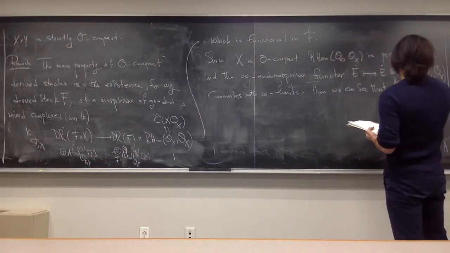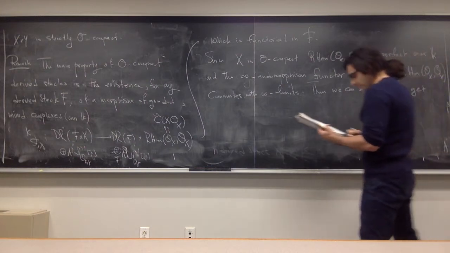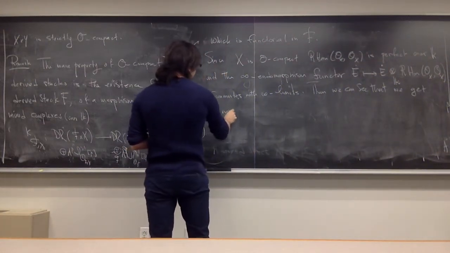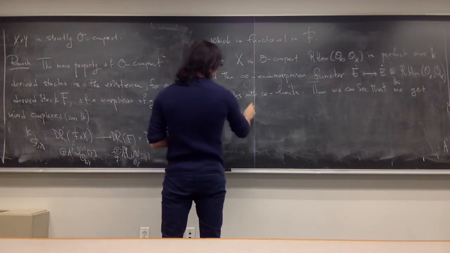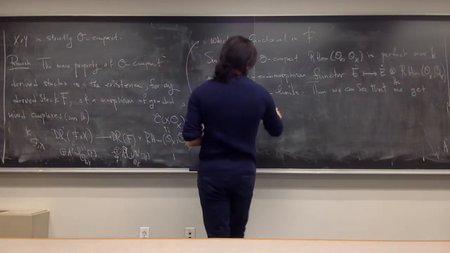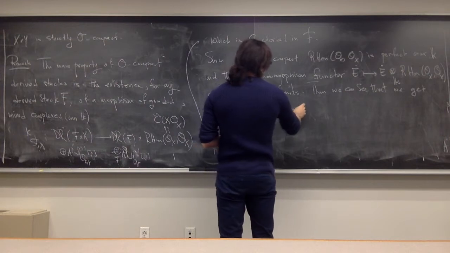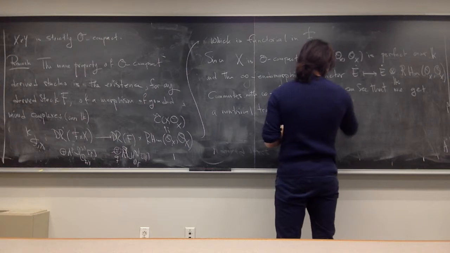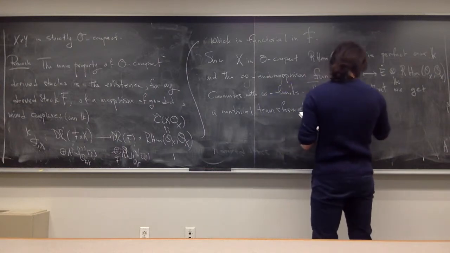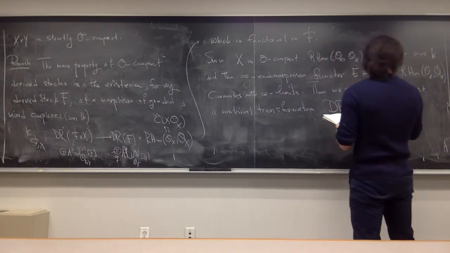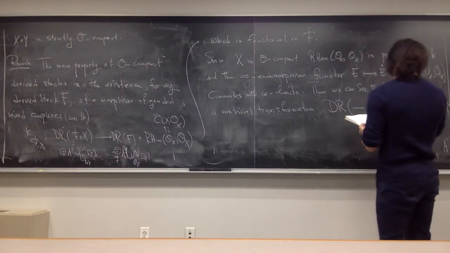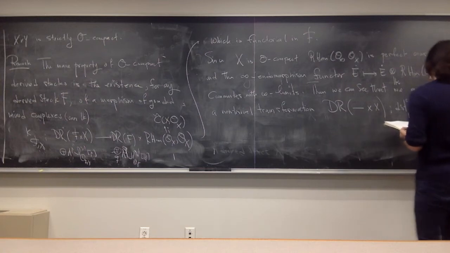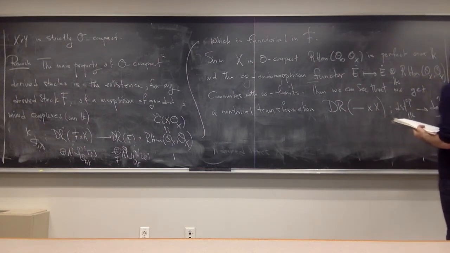We get a non-trivial transformation from the de Rham complex of something times X, which is a transformation from the opposite category of derived stacks over this field to the graded modules over the field.